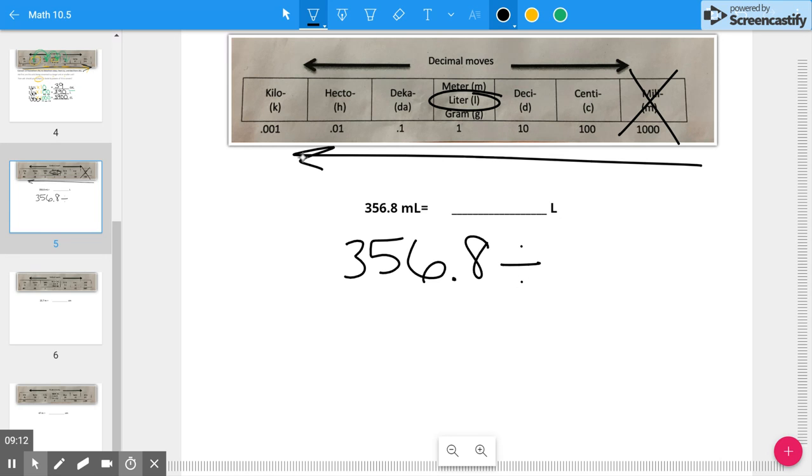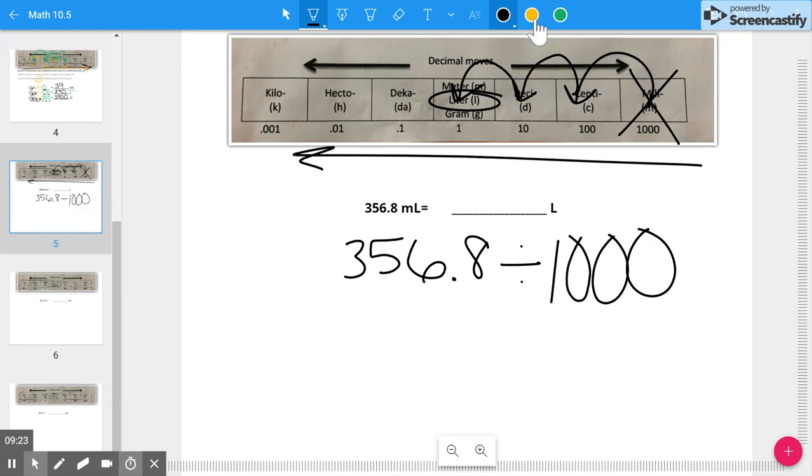When I move to the left, I divide. Put my 1, and let's see how many times I'm moving. Once, twice, 3 times. So that would be 1, 2, 3 zeros. Now I just move my decimal point 3 times in the direction I moved on my conversion chart. Once, twice, 3 times. So my answer is 0.3568 liters.